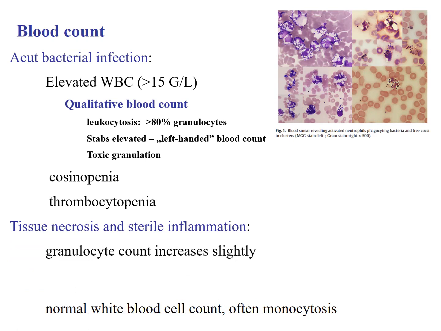And if we compare this acute bacterial infection, for example, with tissue necrosis and sterile inflammation, you can see that in this second case the granulocyte count increases slightly. And during chronic inflammation, typically we can find a normal white blood cell count and maybe monocytosis.